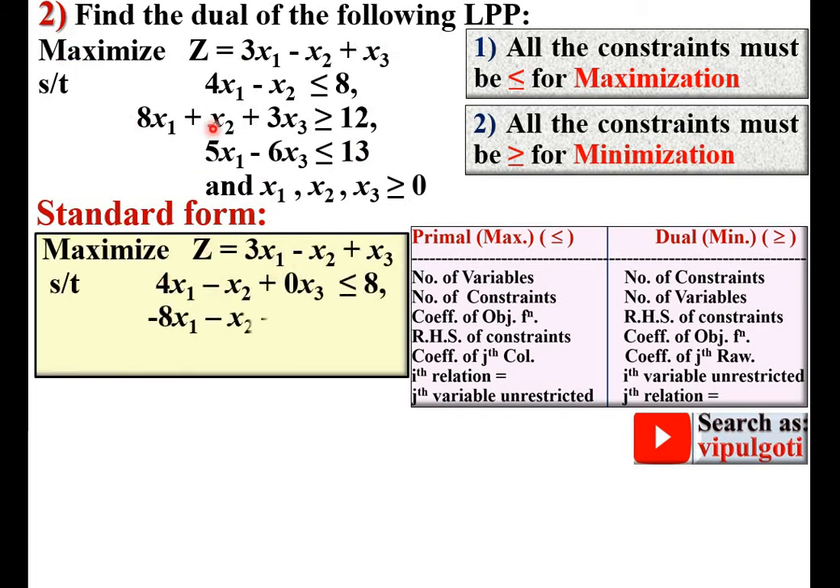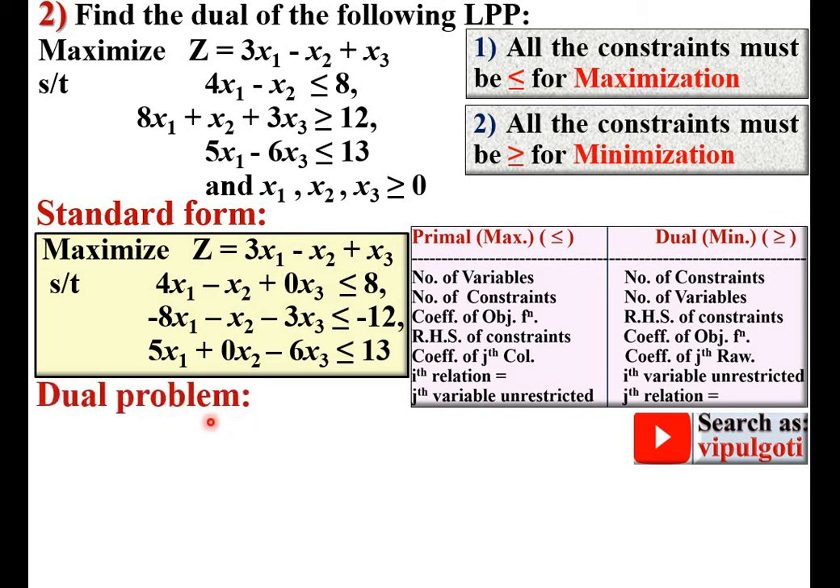Objective function as it is, the first constraint is also in the standard form, so it is as it is, but the second constraint is multiplied by -1, so that greater than or equal to is converted into less than or equal to. Third constraint as it is, but I have put 0x3 over here because x3 is not there, so I can put it with coefficient 0, and so it is very easy to convert from primal to dual problem. Similarly over here I have put 0x2, so there will be no chance to make a mistake in conversion of primal to dual problem.